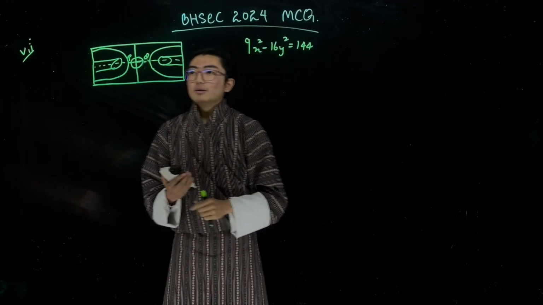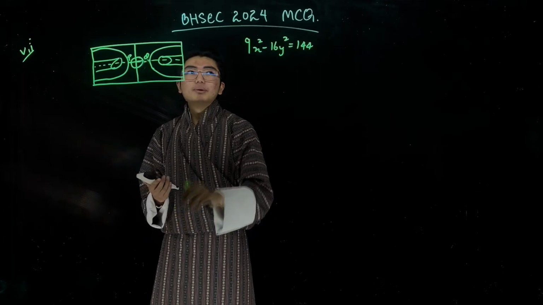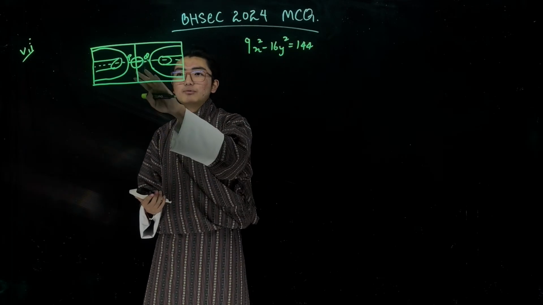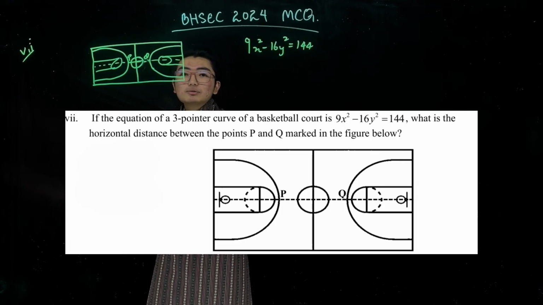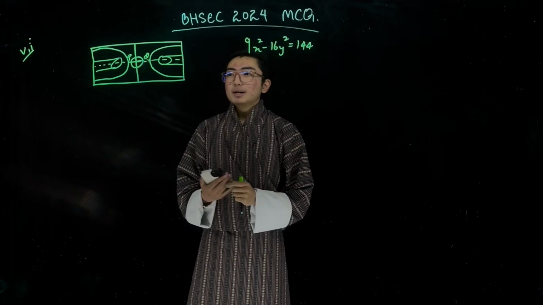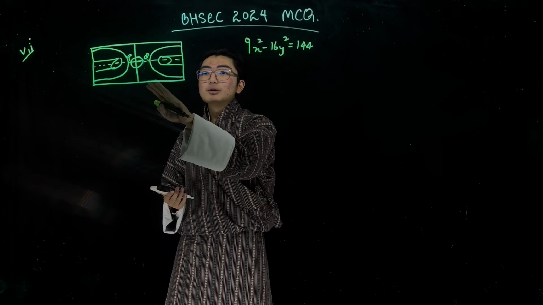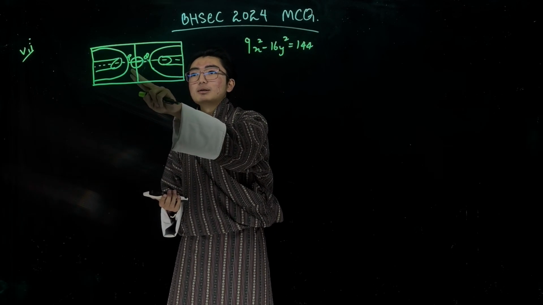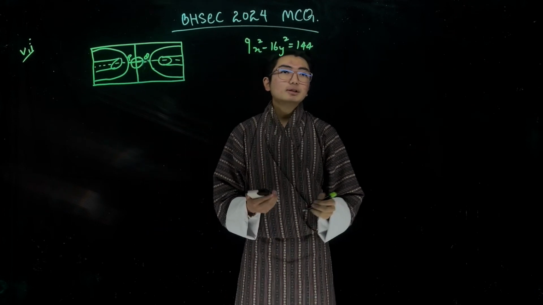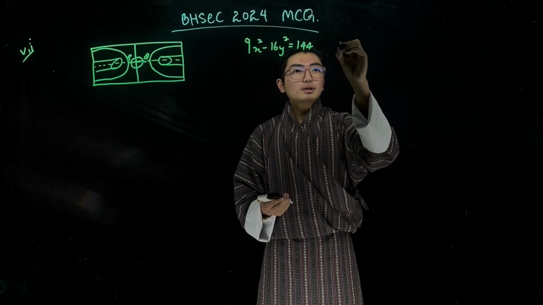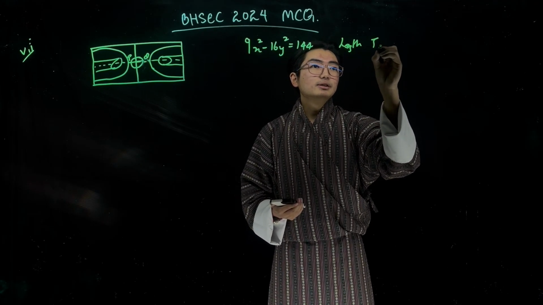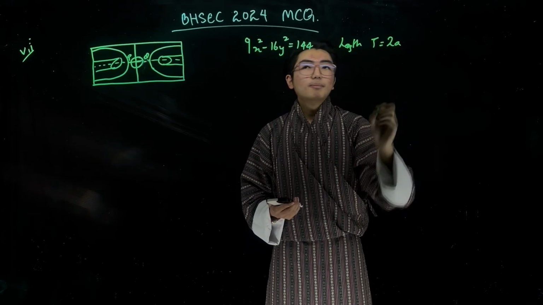Hello everyone, now let's look at question number 7 of the BHSEC 2024 MCQ Maths. In this question, we are given a figure of a hyperbola with a chord, and we are asked to find the distance between point P and point Q. From this figure, we can directly infer that this is a horizontal hyperbola and we are asked to find the length of its transverse axis. The formula for the length of the transverse axis is 2a.